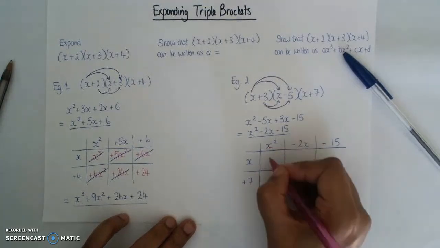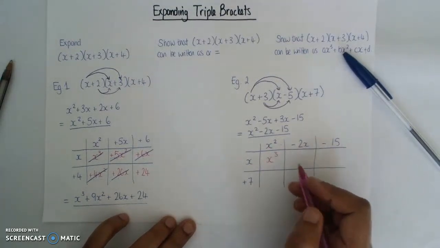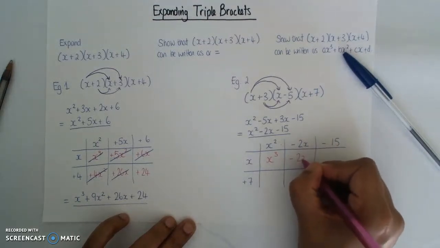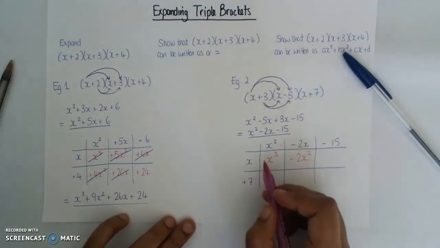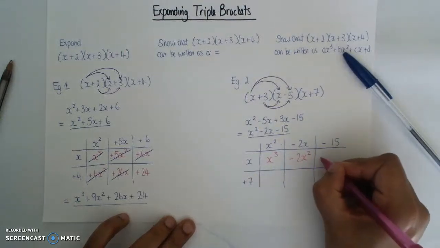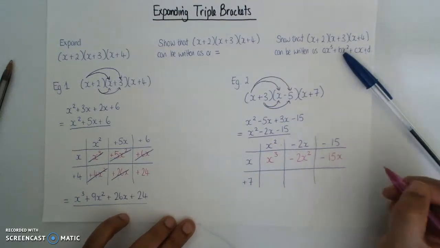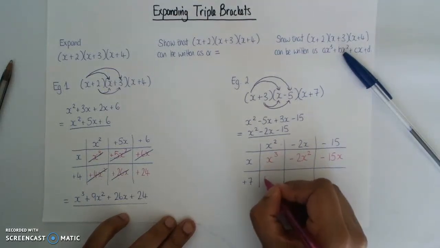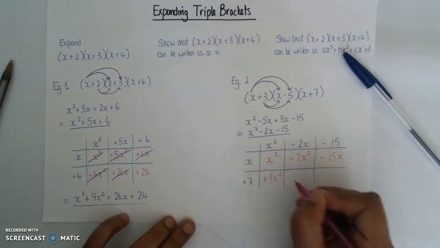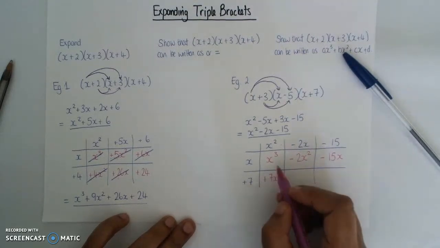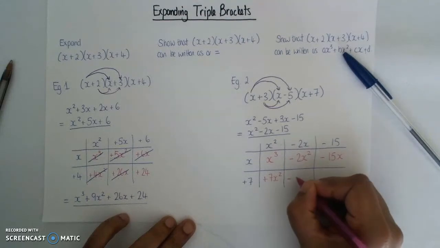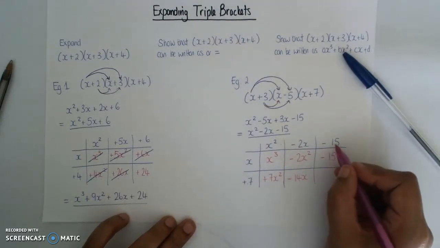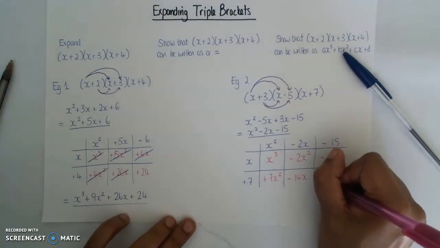x times x squared is x cubed. x times minus 2x is minus 2x squared. And x times minus 15 is minus 15x. Let's do the bottom row. 7 times x squared is 7x squared, and that's a positive. 7 times minus 2x is minus 14x. And 7 times minus 15, oh, I don't know what that is, I'm going to have to work that out.